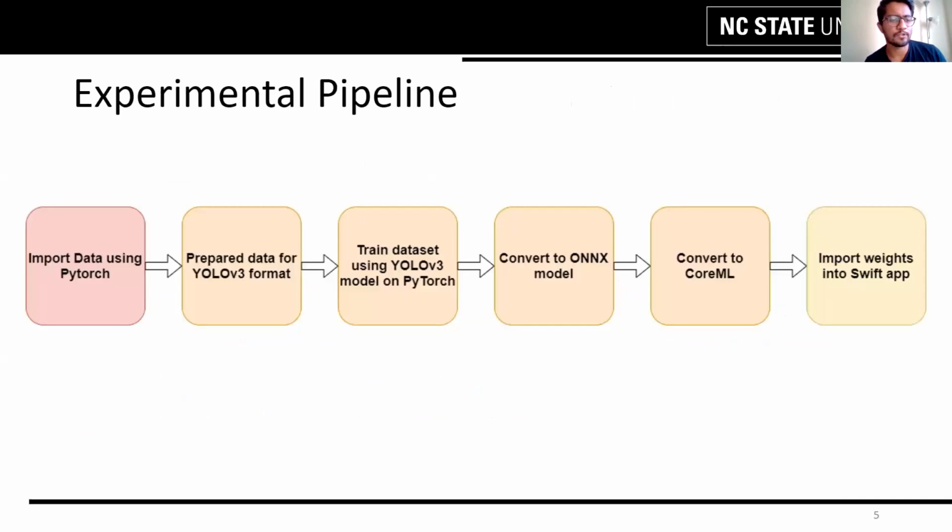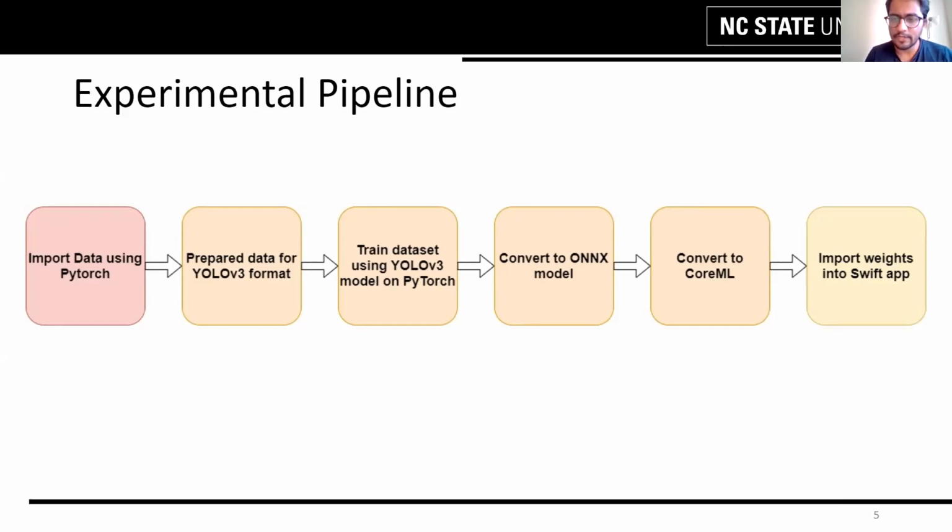So this is the pipeline. We have written our code in PyTorch. We first import our images from the dataset into the PyTorch model, then convert them into the YOLOv3 format, train it on a PyTorch model, and convert it into an ONNX model. ONNX is basically Open Neural Network Exchange, which is a standard format for representing machine learning models, which could be used for transfer learning and borrowing weights from other models.